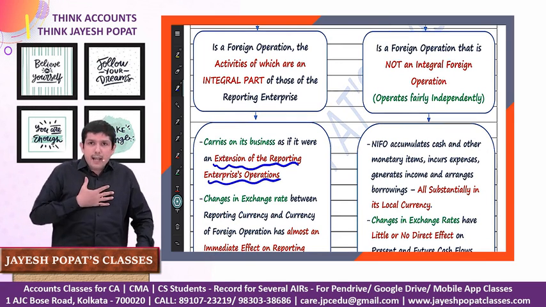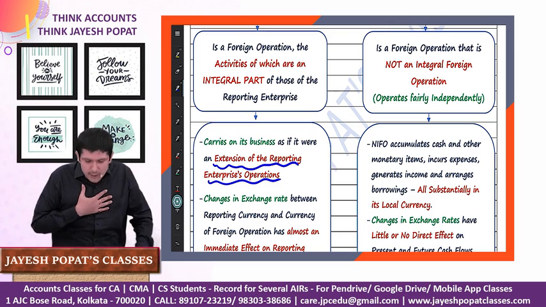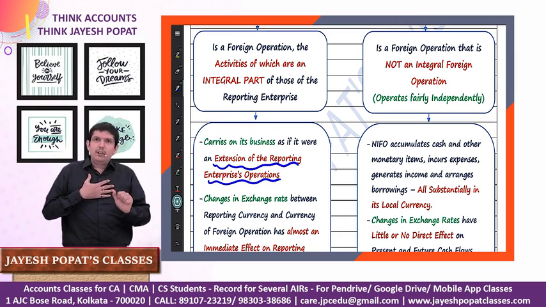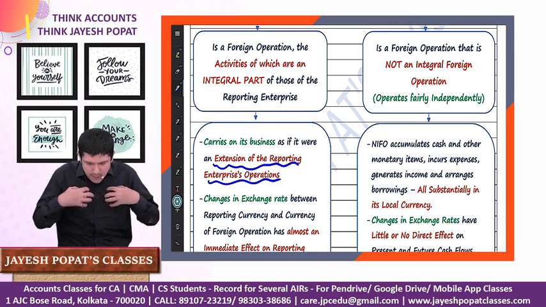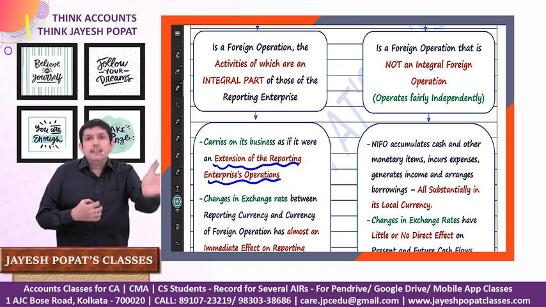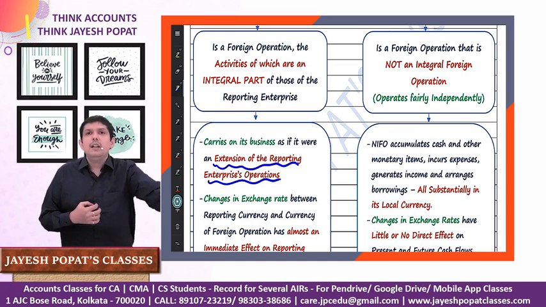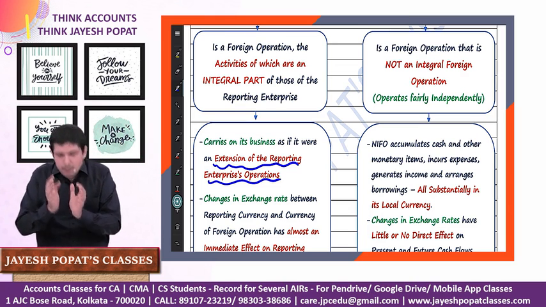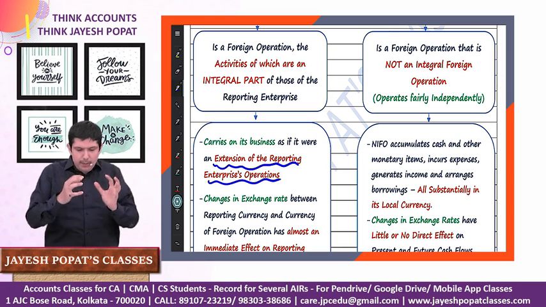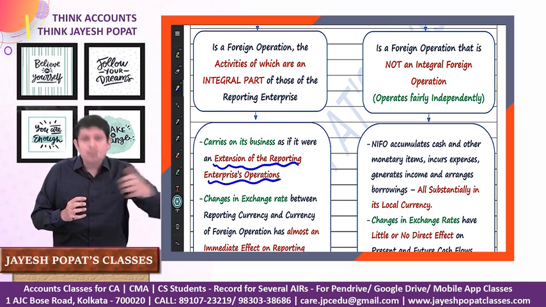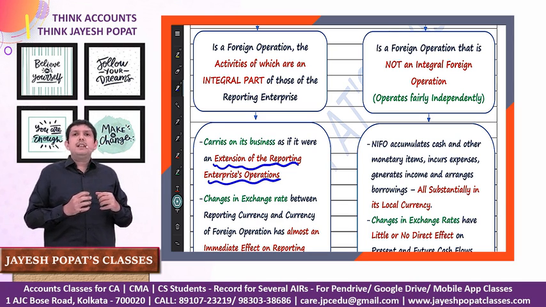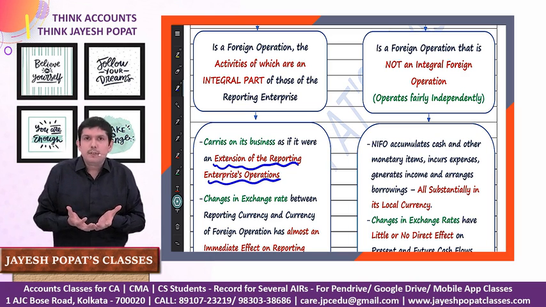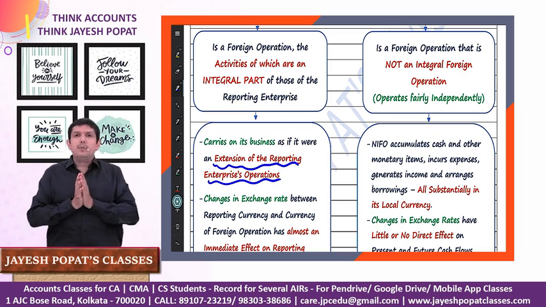For example, I am Reliance Industries Limited, domiciled in India, and I make a subsidiary in the US, and the entire duty of that subsidiary is that I will send goods manufactured in India to this subsidiary, and this subsidiary will sell goods in the local market. So it's just like having another office in the US, operating on my behalf. Or maybe I have a subsidiary in Dubai. The operation of that subsidiary is to procure raw material from Dubai and send it to India, and then I manufacture goods with the help of it. So it's just like an extension of the reporting enterprise.